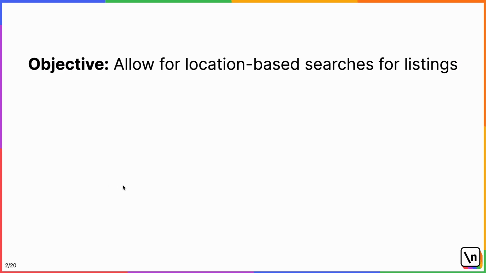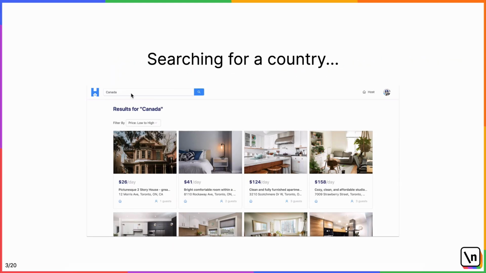In this lesson, we're not going to be writing any code, but instead we'll talk about the game plan we have in mind and how we want to conduct location-based searching. The feature we want in our app is the capability to allow for location-based searches for listings. If a user was to search for a country, like Canada, all the listings in our application that are in Canada will be surfaced and shown in the listings page.